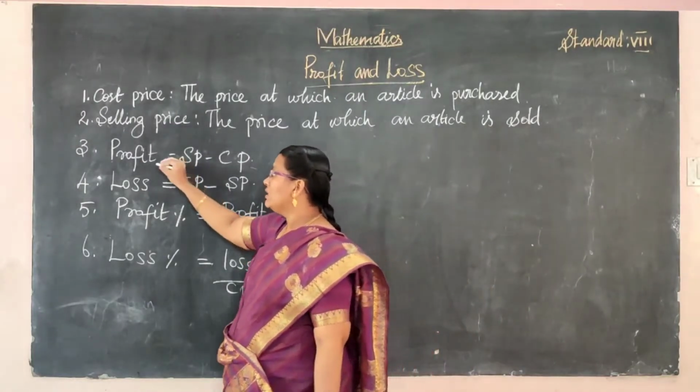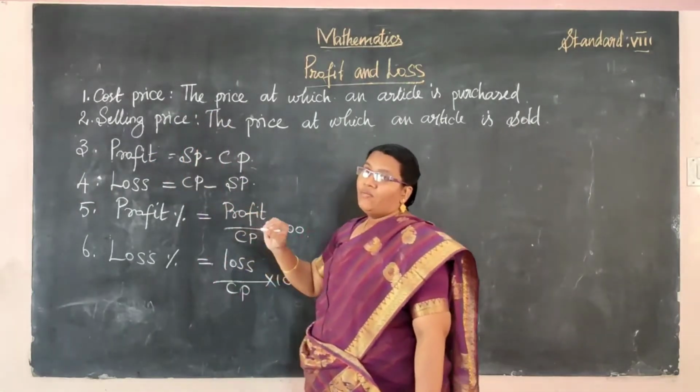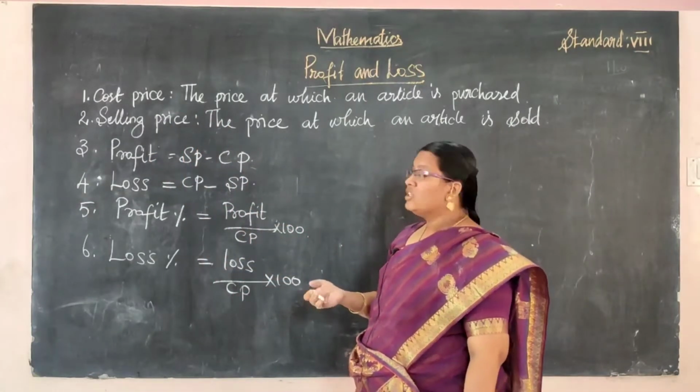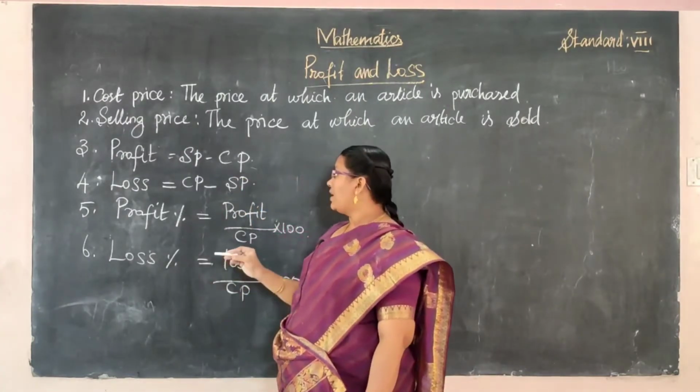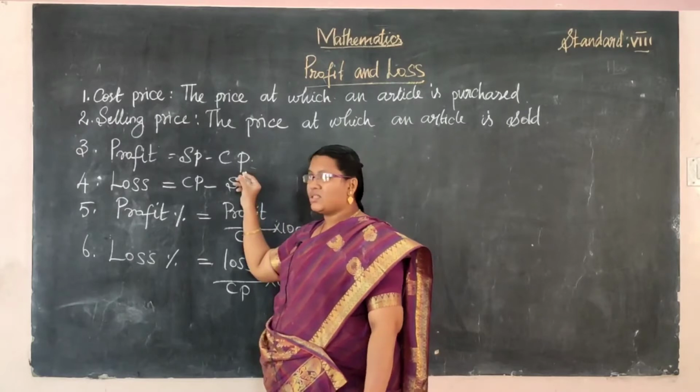And also we have learned profit. When we get a profit, which value is greater? The selling price, right? So profit is selling price minus cost price.